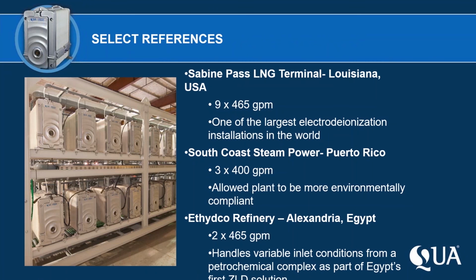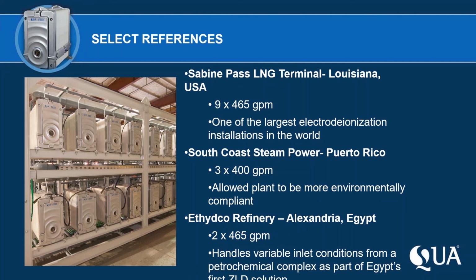A couple other select references. This is a single pass, very big. It's one of the largest EDI installations in the world. We have 9 skids of 465 gallons a minute. South Coast Steam Power, Puerto Rico, 400 gallons a minute. It allowed the plant to be very environmentally friendly, right? No chemicals. And another refinery out in Egypt.